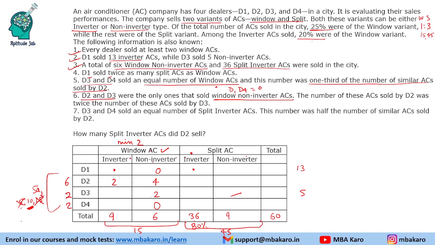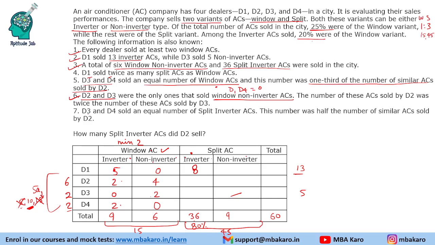Now 6 means 4 plus 2 is 6, 2 means 2 plus 0, and 2 means 0 plus 2, that is 6. So this is 2 to 4, this value is 5, right? Now this total was supposed to be 13, hence split inverter AC is 8. Okay, so this is also done.